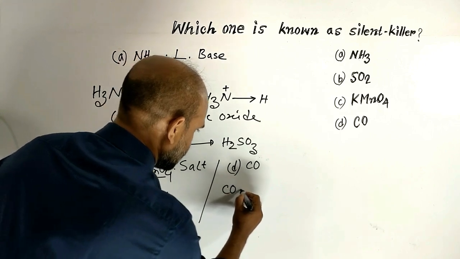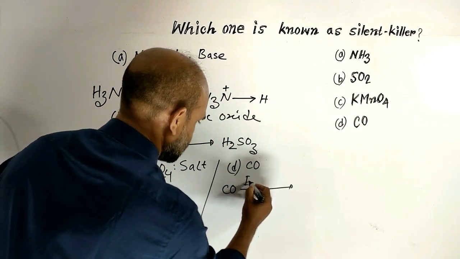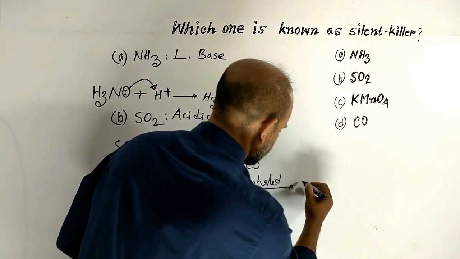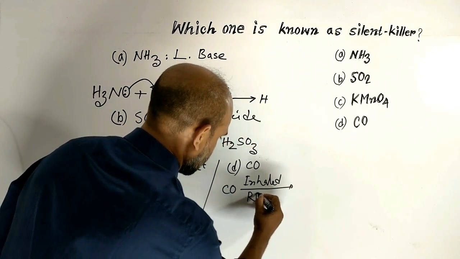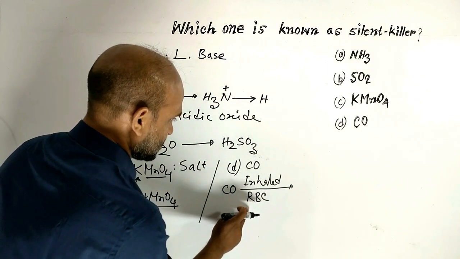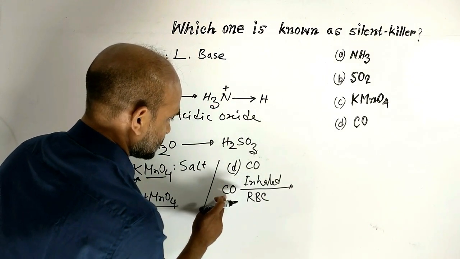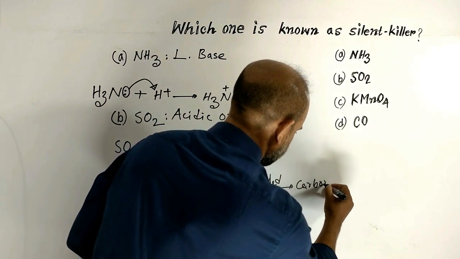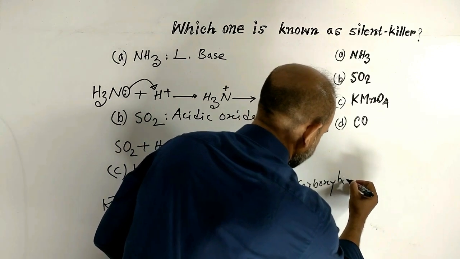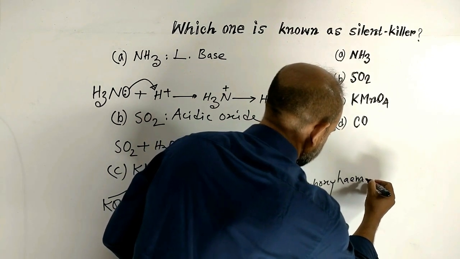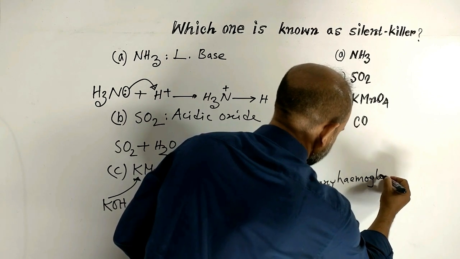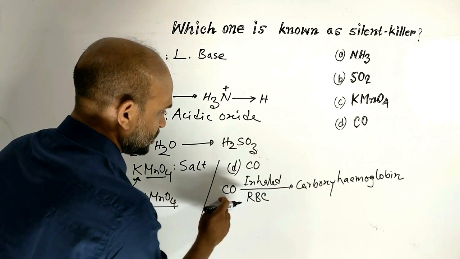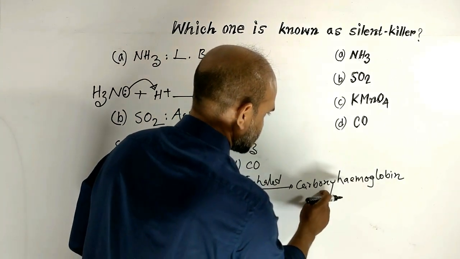Carbon monoxide, when inhaled, combines with hemoglobin, that is RBC. RBC contains hemoglobin. Carbon monoxide combines with hemoglobin to form carboxyhemoglobin. Carbon monoxide combining with hemoglobin forms carboxyhemoglobin.